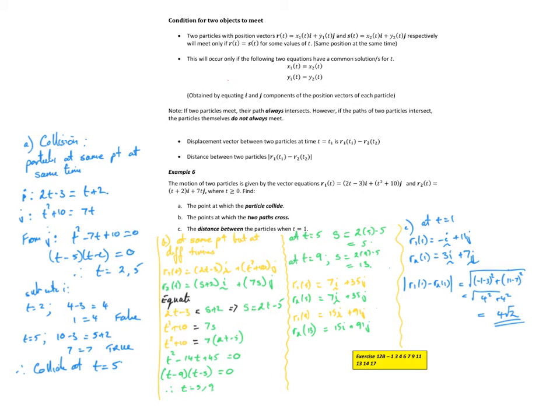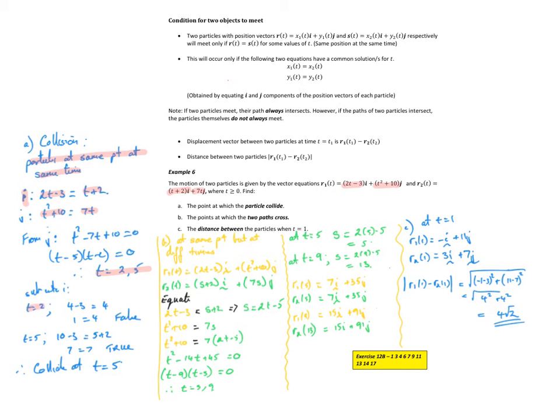All right. So if our particles collide, it means that the i components for these two particles will be equal. So particles will be at the same point at the same time. If we consider the i components, it means 2t minus 3 is equal to t plus 2. And the j components, t squared plus 10 is equal to 7t. If I solve one of those, and I chose to solve for j first, we get two possible scenarios: t equal to 2 and t equal to 5. So what that tells us is at t equal to 2 and t equal to 5, the j components are at the same point.